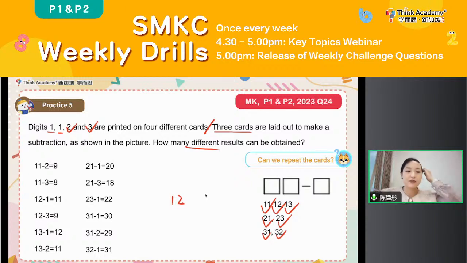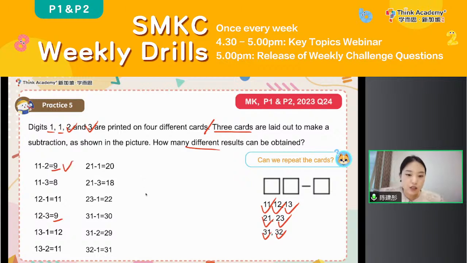Am I correct, everyone? Am I correct? No, everyone, because you see here, we got 2 9s as the result, right? So everyone, let's list down together here. How many different results can be made?